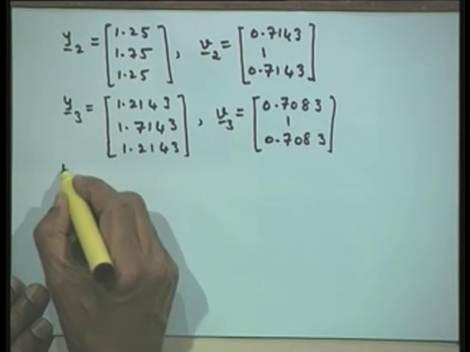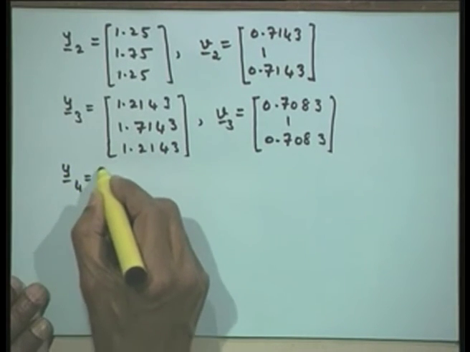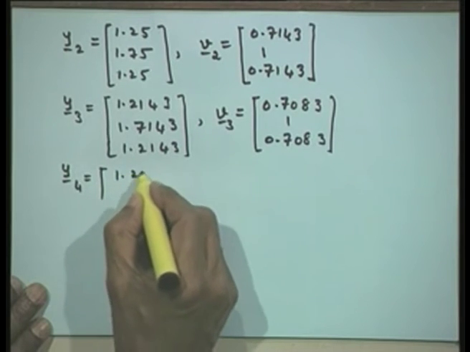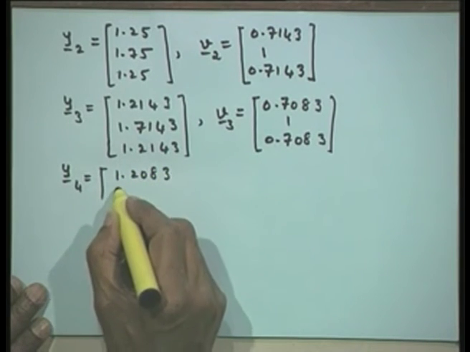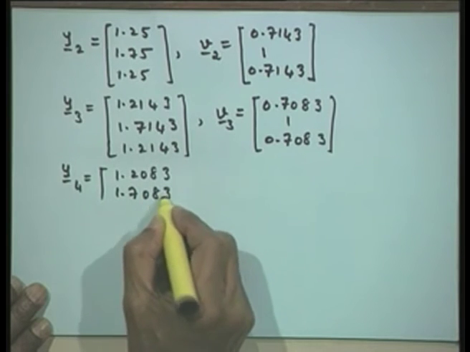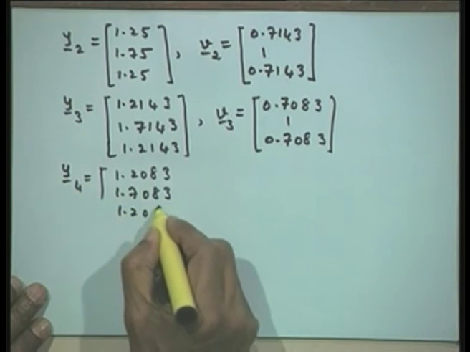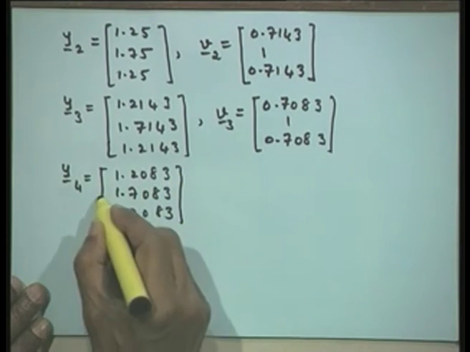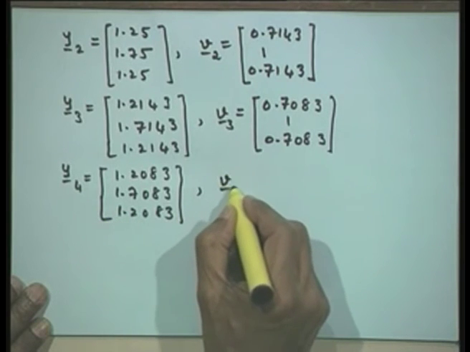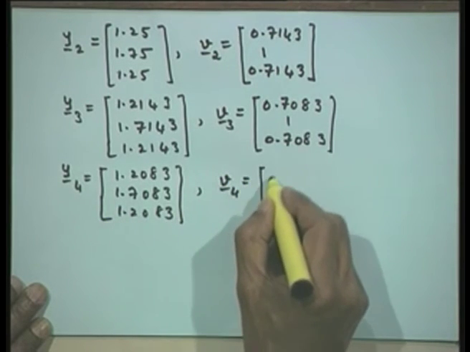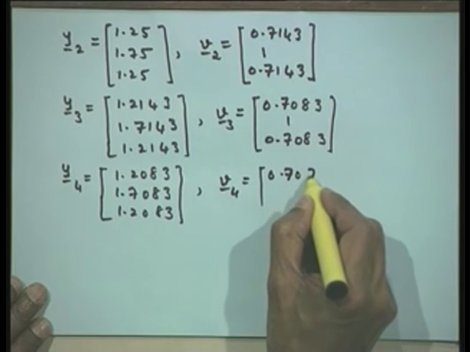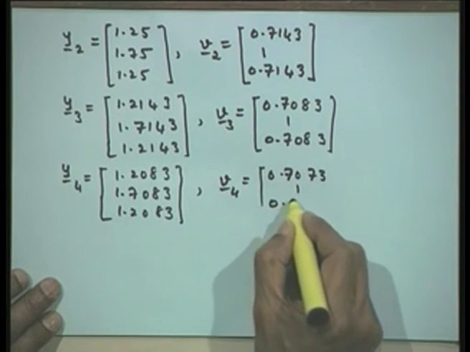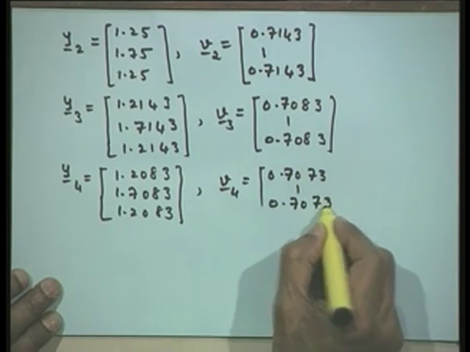And the fourth iteration gives me this: 1.2083, 1.7083, 1.2083, and V4 is 0.7073, 0.7073.